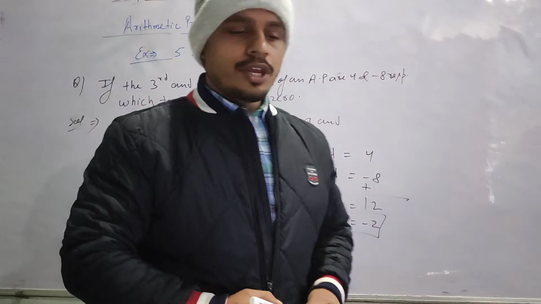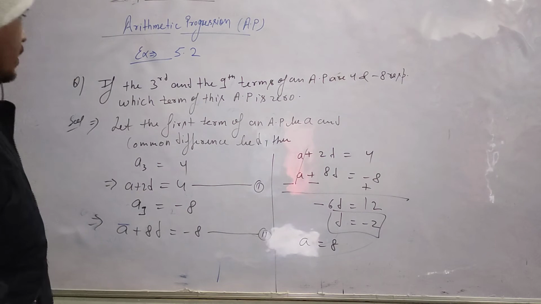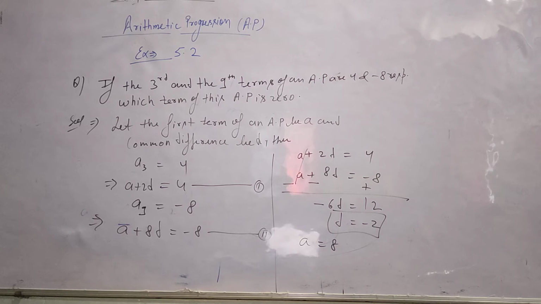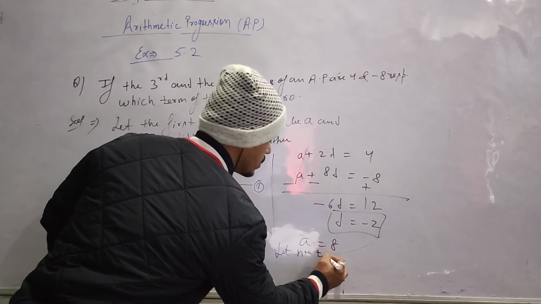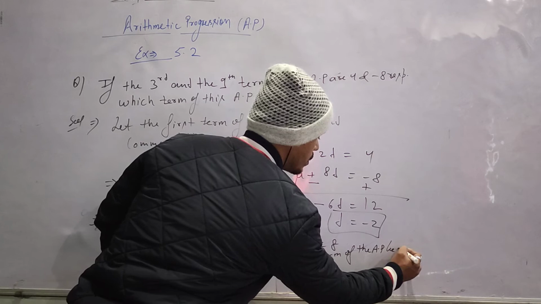A equal to 8. Let the nth term of the AP be 0. Now consider, let the nth term of the AP be 0. So what we have to do now, I am going to erase this.